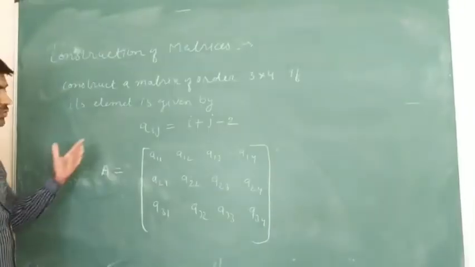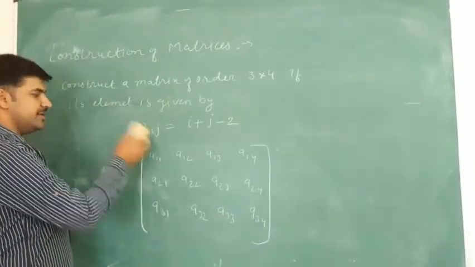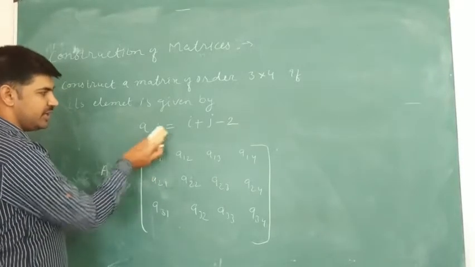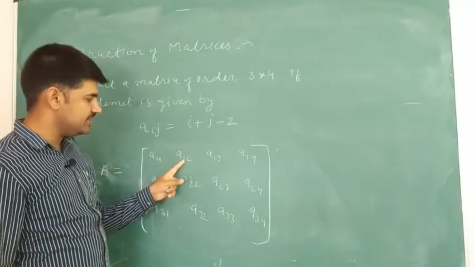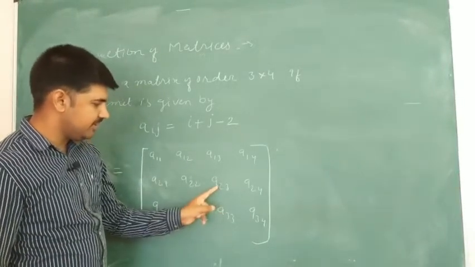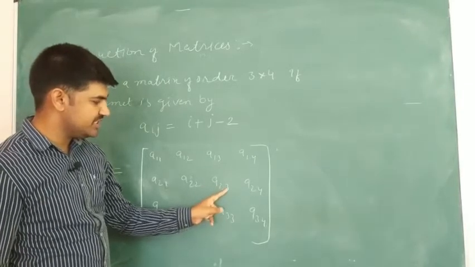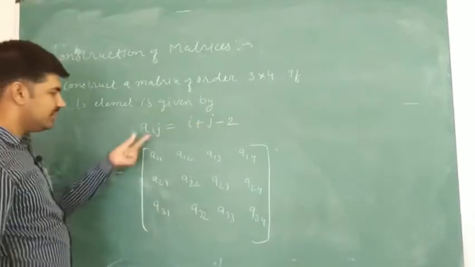So dear students, to obtain these elements, suppose in order to find this particular element, you need to put i is equal to 1 and j is equal to 2. To find this particular element, i is equal to 1 and j is equal to 2. Suppose to find this particular element, you need to put i is equal to 2 and j is equal to 3, and by putting these values you can get the element.